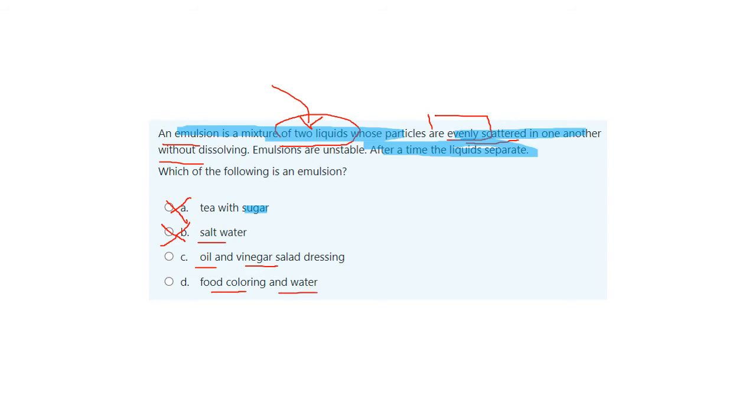Why is some Coca-Cola, why is some Fanta green, some Fanta orange? Well, they have food colorings inside of them, chemicals inside of them. Those colorings might be liquids. Now, we have the choice between C and D. C and D both have two liquids, but it does say that they are not dissolved if it is an emulsion. Food coloring, if we think about Fanta, you can get green Fanta, orange Fanta.